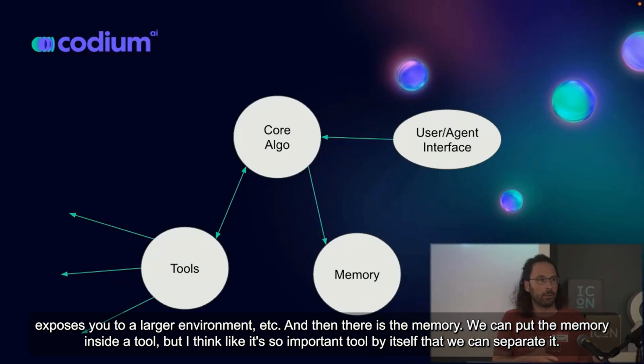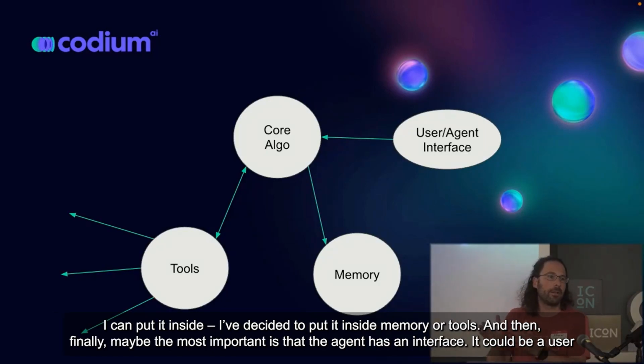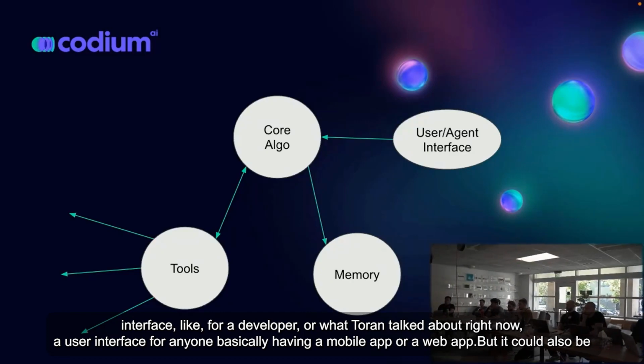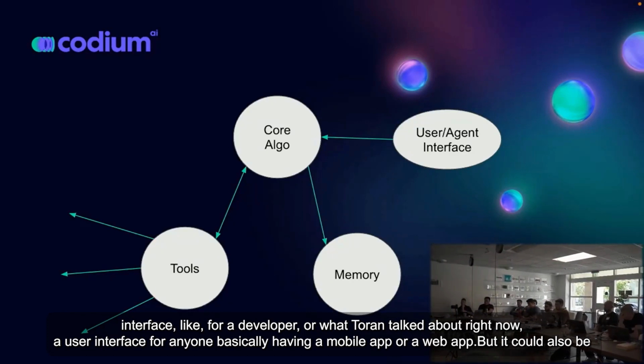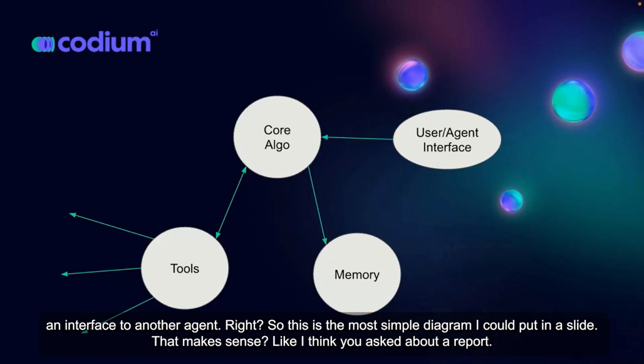We could put the memory inside the tools, but I think it's such an important tool by itself that we can separate it. There are other tools that you might think deserve a category by themselves, for example maybe a knowledge base, etc. I've decided to put it inside memory or tools. And then finally, maybe the most important, is that the agent has an interface. It could be a user interface, like for a developer, or what Toran talked about right now, a user interface for anyone, basically having a mobile app or a web app. But it could also be an interface to another agent, right? So this is the simplest diagram I could put on a slide.